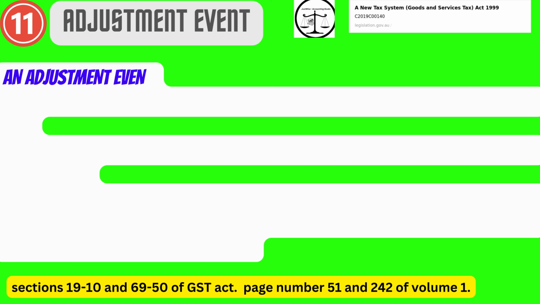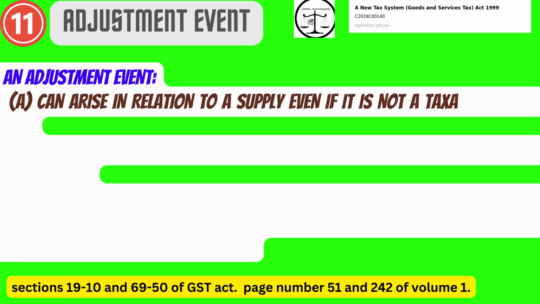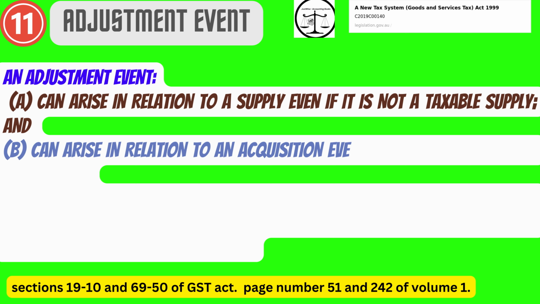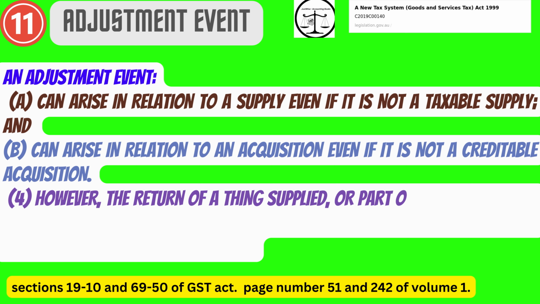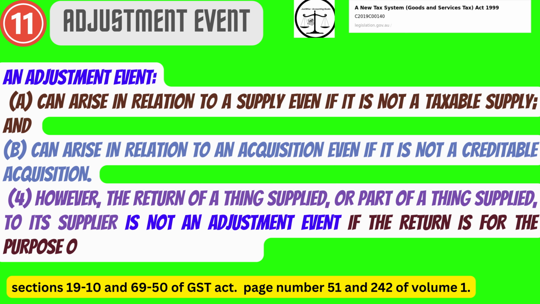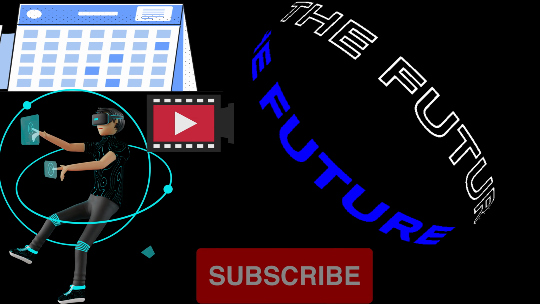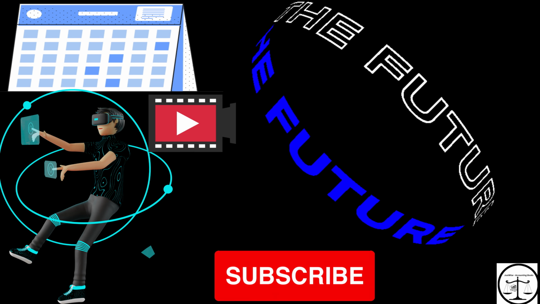3. An adjustment event A. Can arise in relation to a supply even if it is not a taxable supply, and B. Can arise in relation to an acquisition even if it is not a creditable acquisition. 4. However, the return of a thing supplied, or part of a thing supplied, to its supplier is not an adjustment event if the return is for the purpose of repair or maintenance. Friends, we will discuss adjustment events in more depth in future videos of this series.